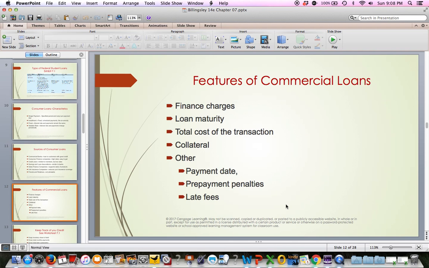Features of commercial loans, of course, there's the finance charge, the loan to maturity, the cost of the transaction, the collateral, payment date, prepayment penalties, and late fees. So just things that as you go about applying for one of these loans, you will see that you will need to consider paying for, or just terms that will come up as you go through the process of applying for and becoming approved for these loans.